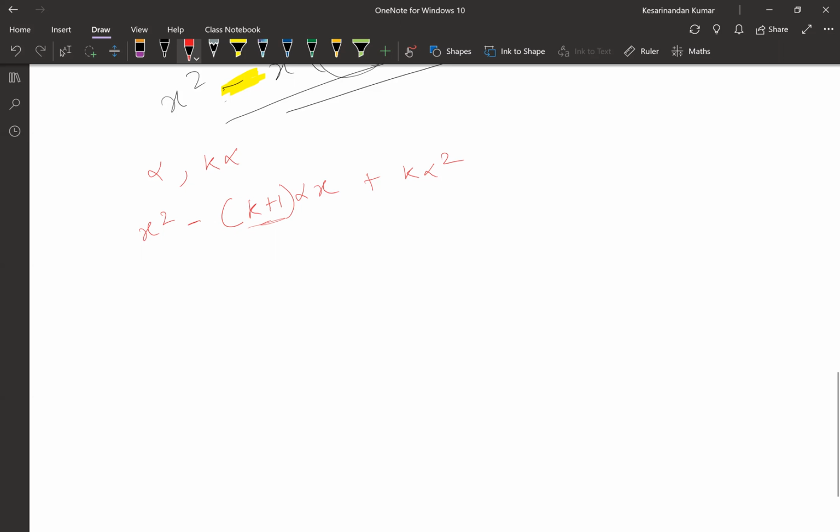Now, what if the roots are reciprocal of each other? What will be the product of the roots, guys? c by a. Sorry, a by c. Okay. Construct a quadratic equation with these as the roots. Answers in the chat box.